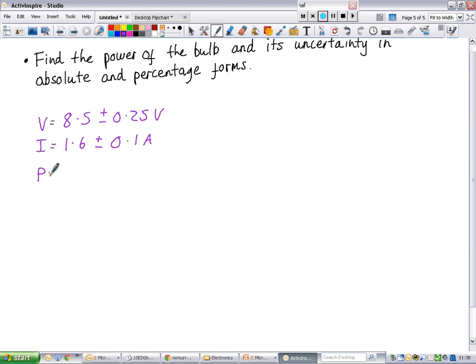We're now looking to calculate what power is. We can calculate power out first of all using P equals IV. We can calculate what our final value will be. So that's using these values, of course, not using the errors. So it's 1.6 multiplied by 8.5 should give 13.6 watts. We've now got to calculate what the error within that 13.6 watts is.